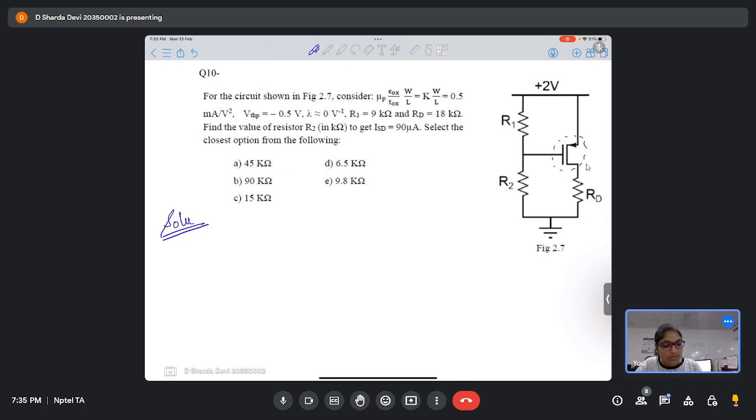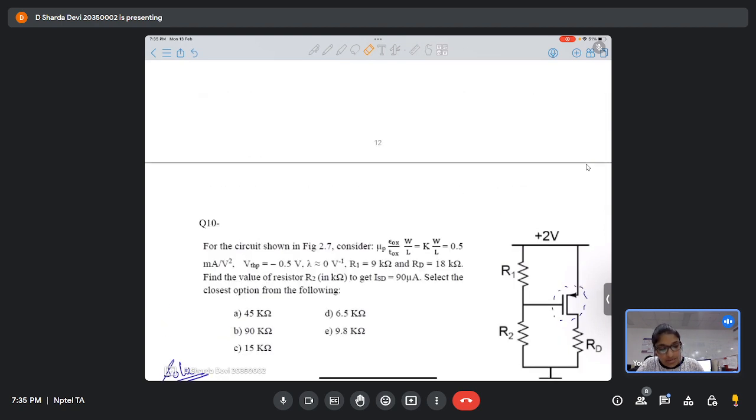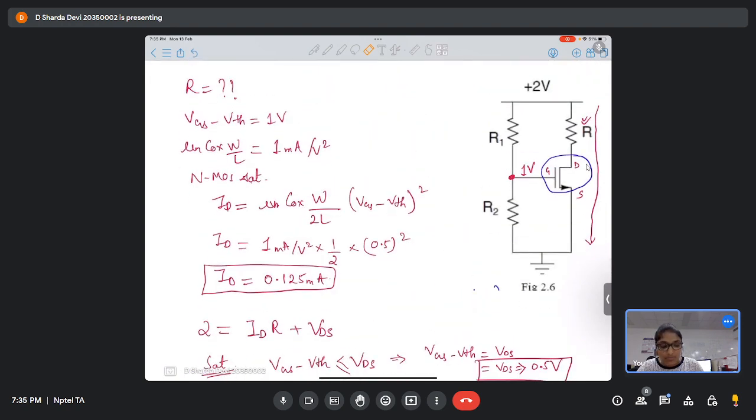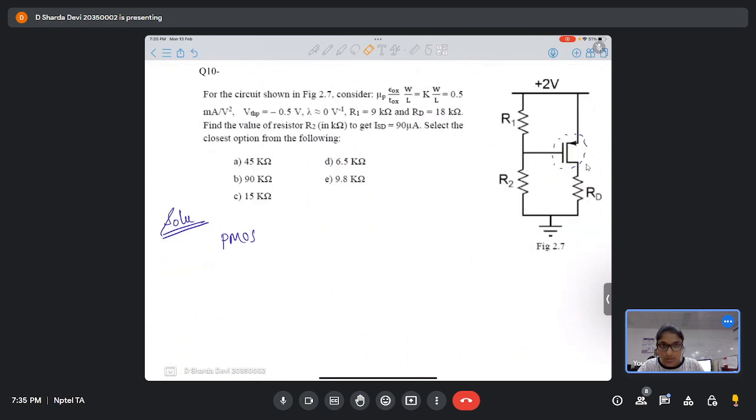How will you find out what type of MOS it is? Depending on the arrow, okay? If the arrow is going inward, then it means it's a PMOS. If the arrow was going outward, that means it's an NMOS. So in the earlier question, this was an NMOS, but here we have a PMOS, okay? Is this clear? Yes, ma'am. So here we have a PMOS.